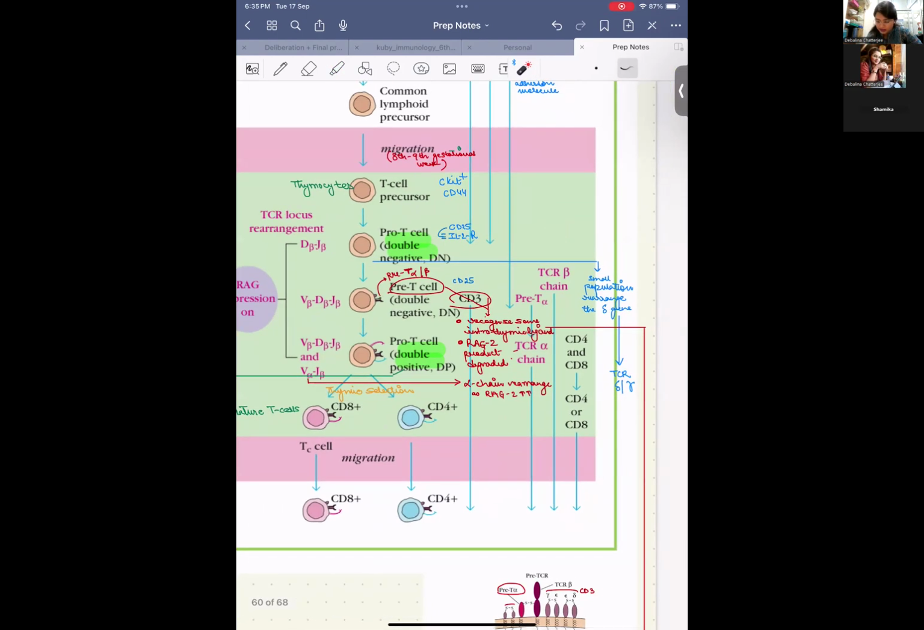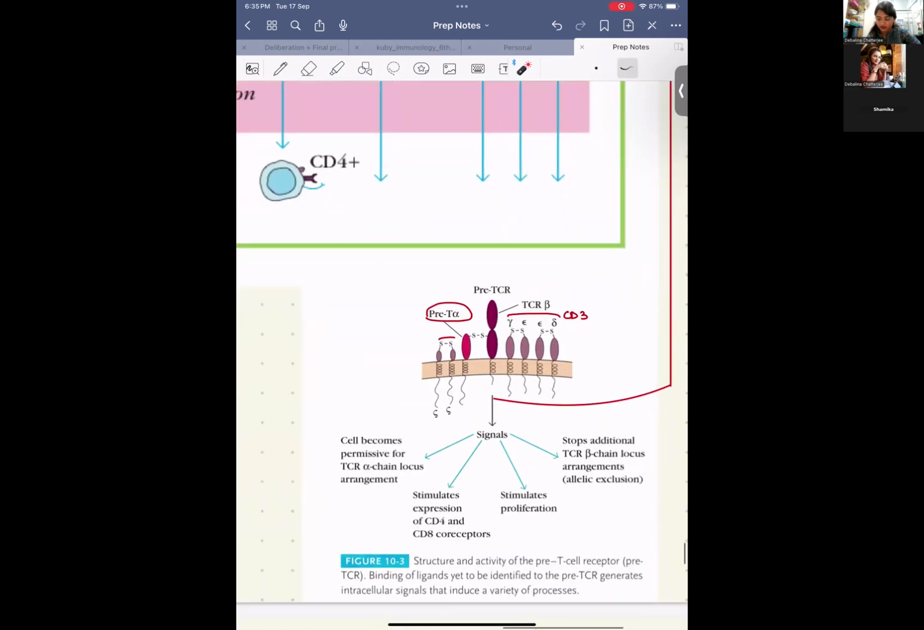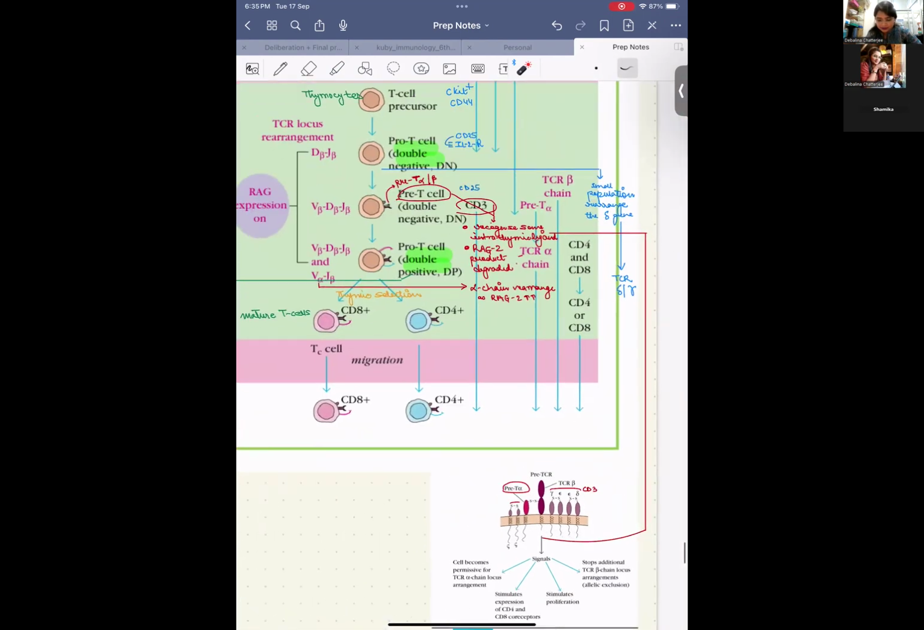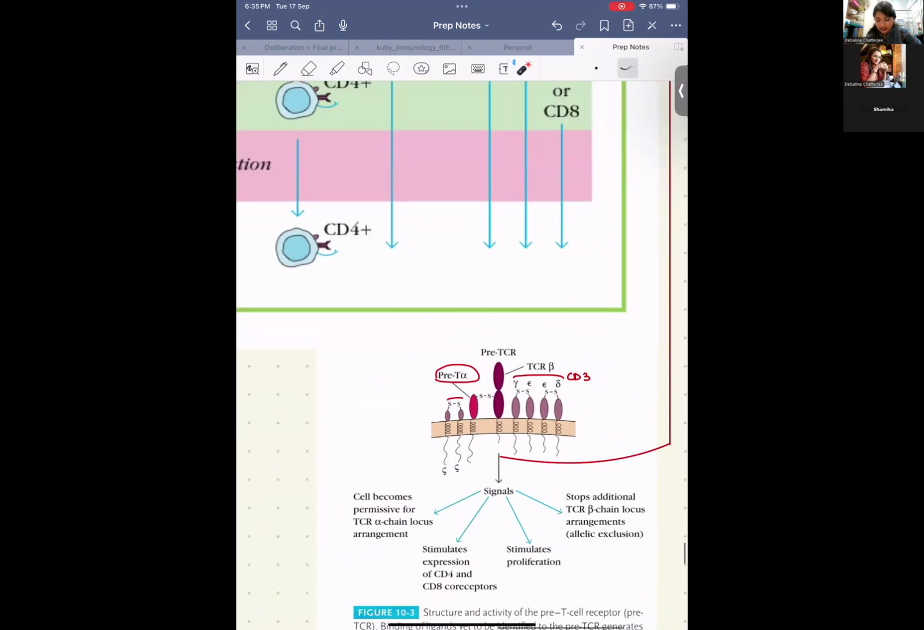So from here, let's first understand this point. This pre-T cell, along with the CD3 and pre-T alpha and beta, these are the cell surface receptors present on this pre-T cell. So we have the pre-T alpha, which has formed an association with your TCR beta, and these are the CD3 molecules, if you remember from the last class.